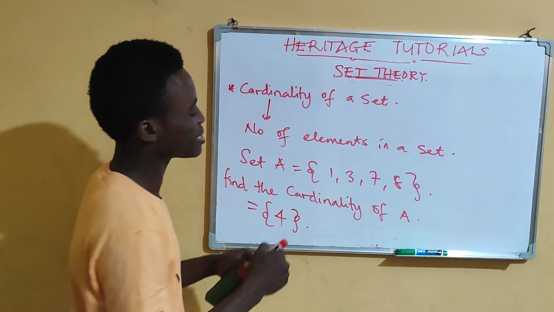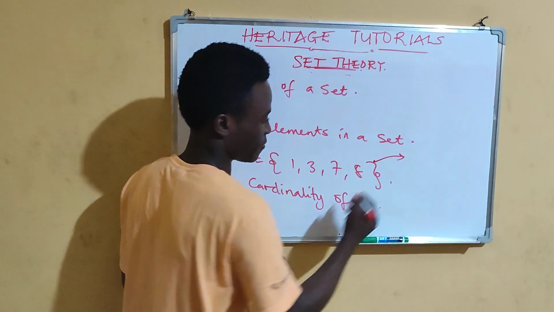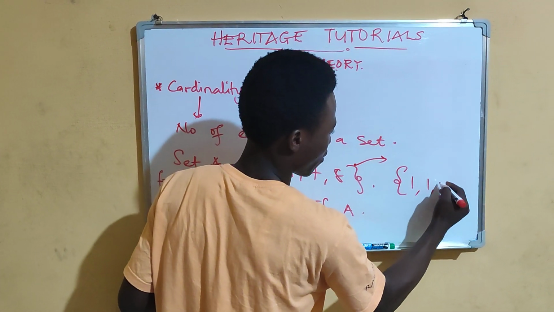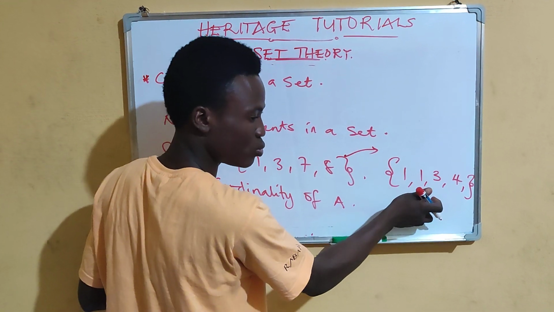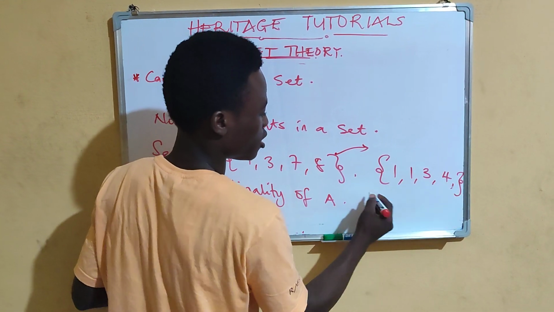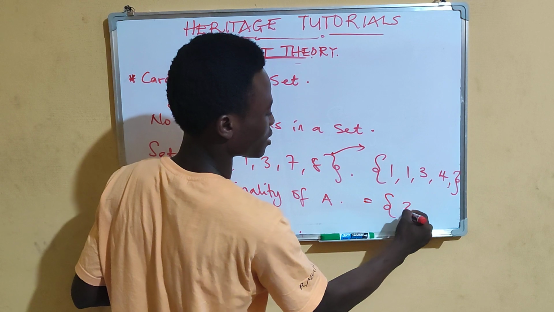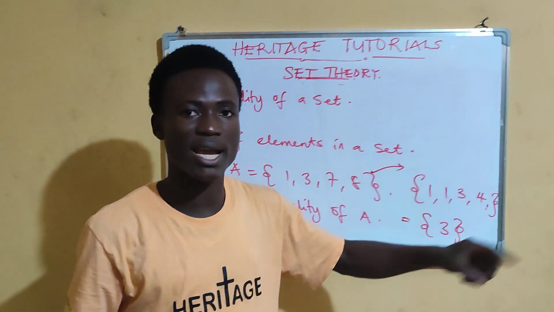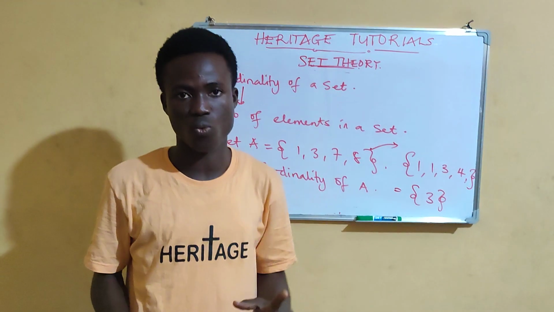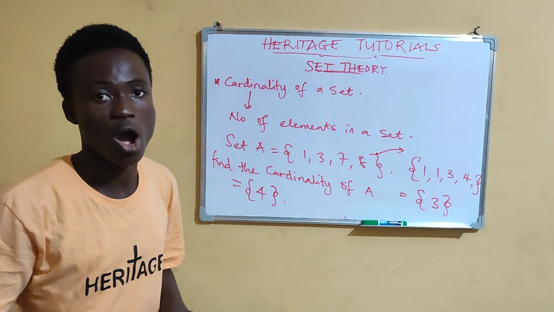And mind you, sometimes an element can be repeated twice. For example, you can have 1, 1, 3, 4. In this case, you don't count 1 as 1, 2. You count it as 1, 2, 3. So the cardinality here is 3. I hope you understand. Whenever an element is repeated twice or thrice in a set, you count it as 1 under cardinality of the set.